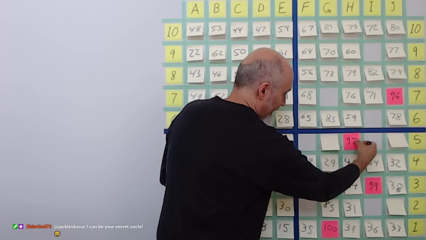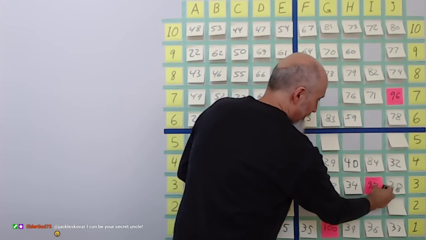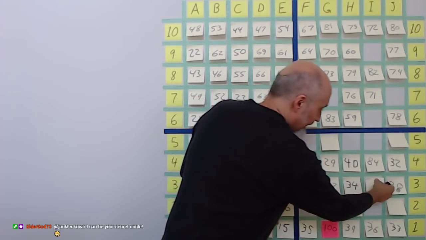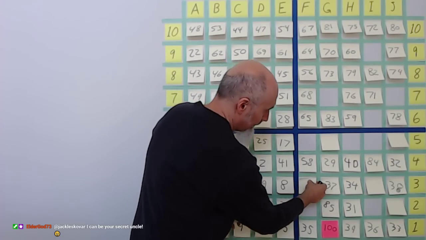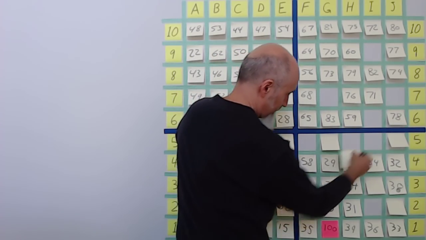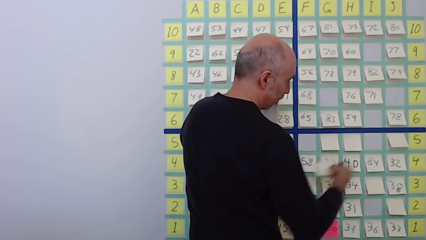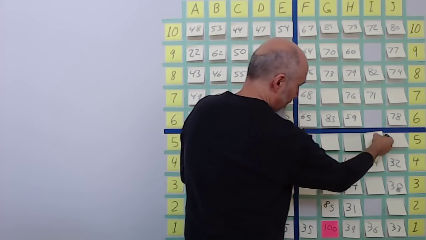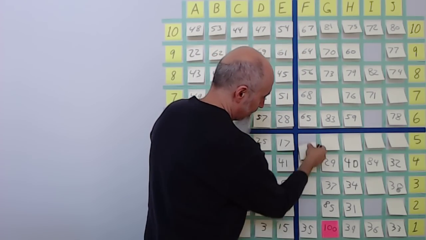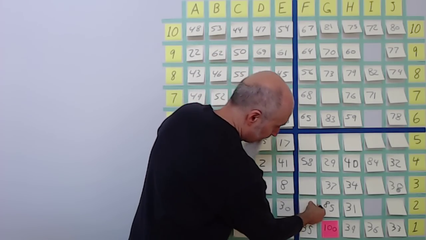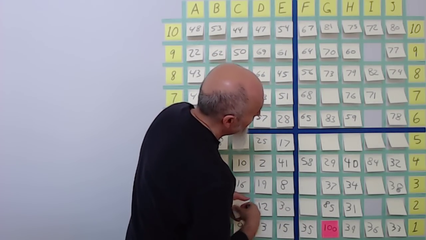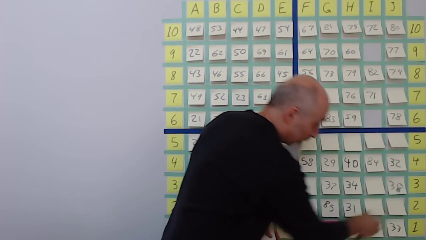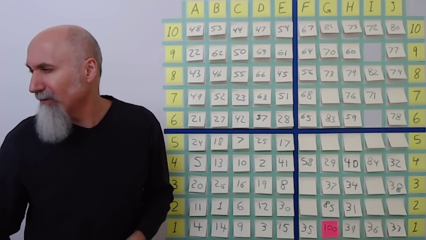So 88, let's take these guys down. 88, 89, 90, 91, 92, 93, 94, 95, 96. Oh, there was one more up there. We can get to 97. Which is not bad. Which is not bad at all.